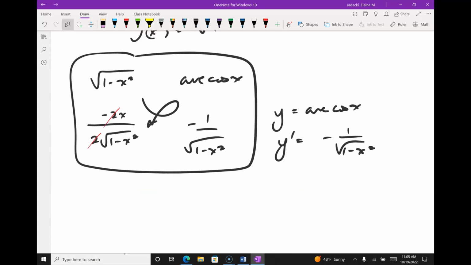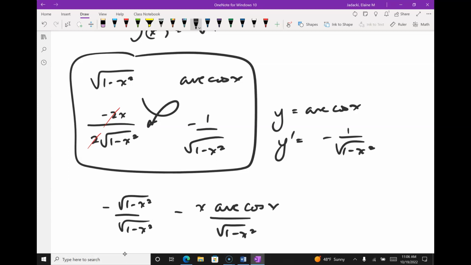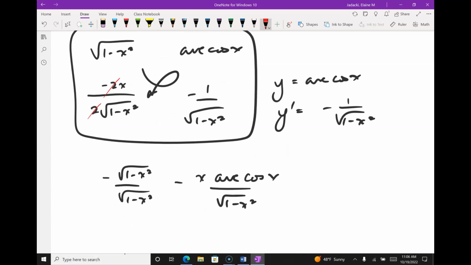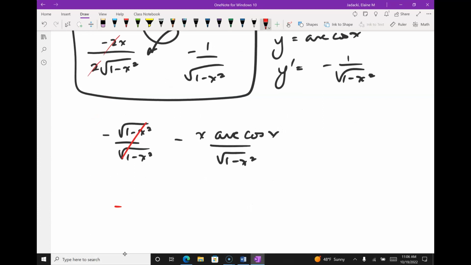So it looks like, what do I have? It doesn't matter which product I use first, but so negative square root of 1 minus x squared over square root of 1 minus x squared. And then I have minus x arc cosine of x over square root of 1 minus x squared. Of course, this is just 1. I would imagine that this is the answer they have in the book.